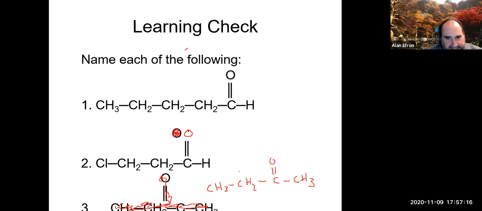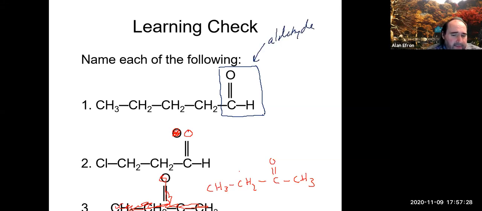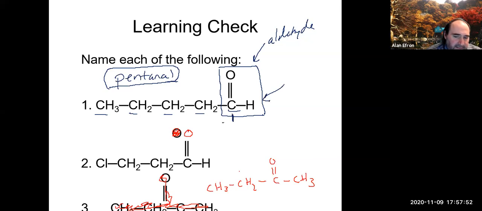Okay, so let's take a look and see. First off, I want to identify what it is. So I see this group here at the end. That automatically tells me this is an aldehyde. And we want the longest carbon chain with that. So that is 1, 2, 3, 4, and 5. And that is based off of pentane. And since it becomes an aldehyde, it ends in -al. So this is pentanal. Again, no need to give the location of that group because it always has to be at the end. And this would always obviously be carbon one if we needed to do any type of numbering. Any questions on that particular one there?